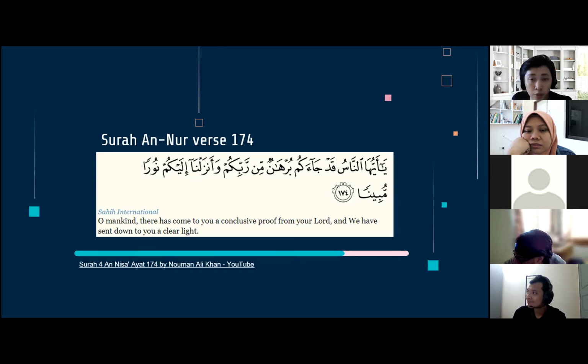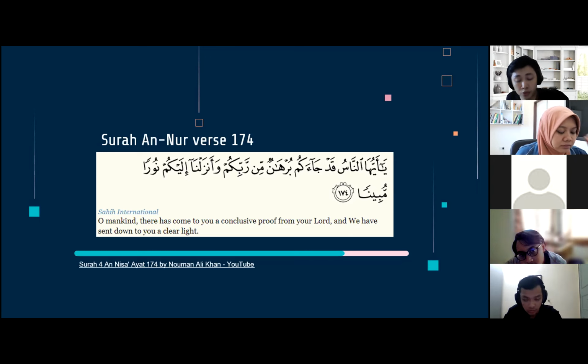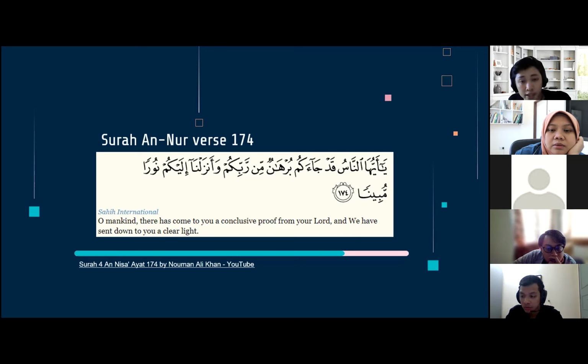And we continue, min rabbikum, that comes from your master. So it is the proof that can cut off any argument, an undefeatable proof or undefeatable argument. Wa anzalna ilaykum, and we have sent down to you nuran mubina. Literally it means a clear light, a clarified light. But some scholars say it refers to Prophet Sallallahu Alaihi Wasallam, and some others say it means Quran.